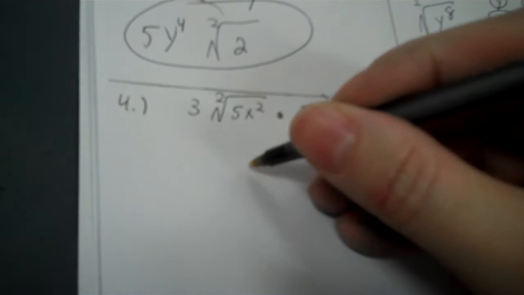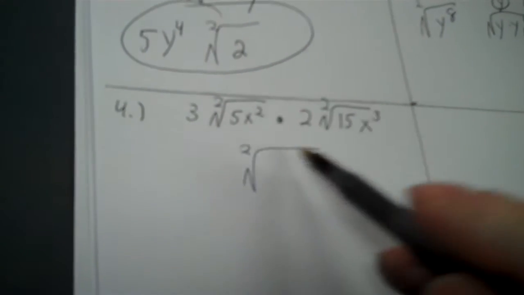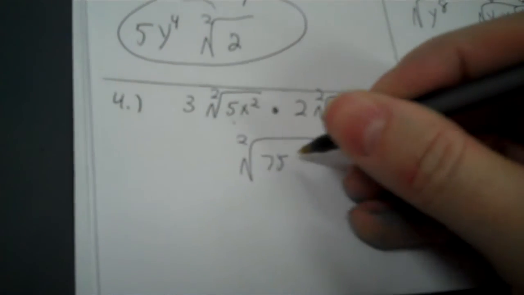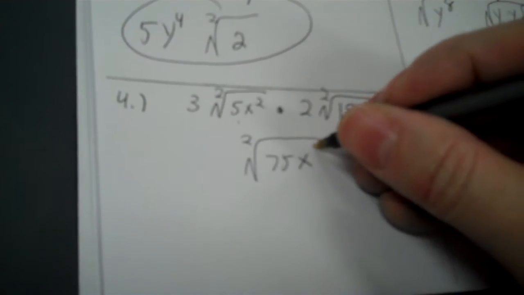Okay, number 4, another multiplication. So remember, my job in multiplication is just to rewrite it as one single radical. 5 times 15 is 75. For the x, 2 plus 3 is 5. Now what do we do with the 3 and the 2? We need to multiply those, okay?